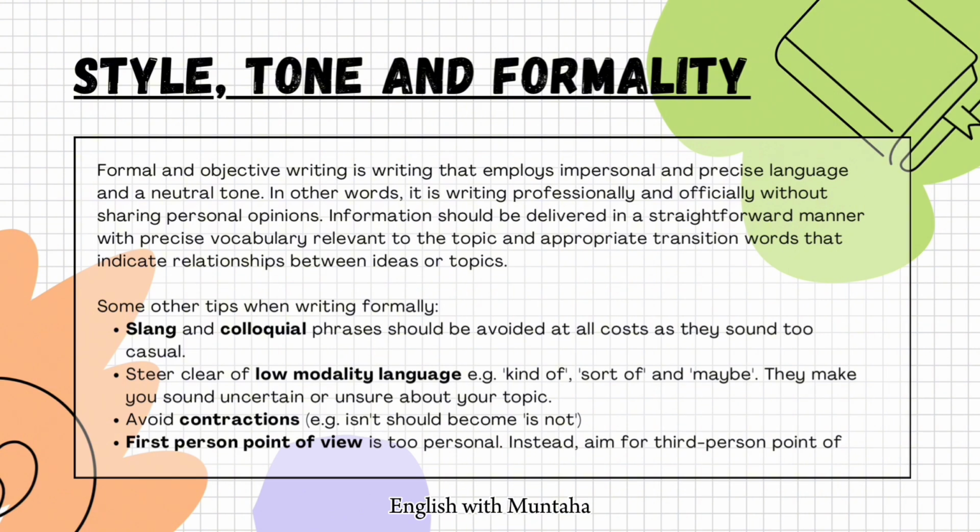Some other tips when writing formally. Slang and colloquial phrases should be avoided at all costs as they sound too casual. Steer clear of low-modality language, for example, kind of, sort of, and maybe. They make you sound uncertain or unsure about your topic. Avoid contractions, for example, isn't should become, is not. First-person point of view is too personal. Instead, aim for third-person point of view.